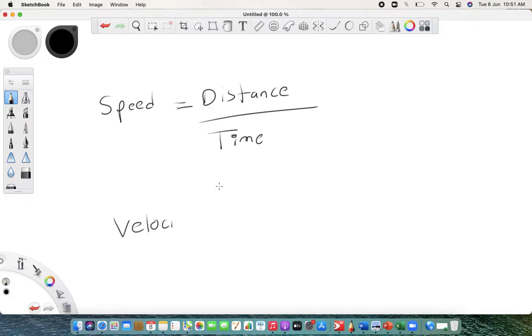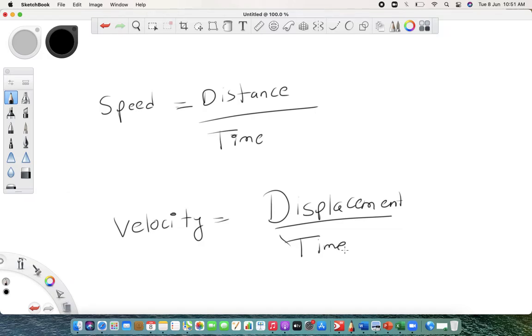But when we talk about velocity, it is not exactly the same. It is displacement upon time taken. So understand the difference between these two. Speed is distance upon time taken, and velocity is displacement upon time taken.